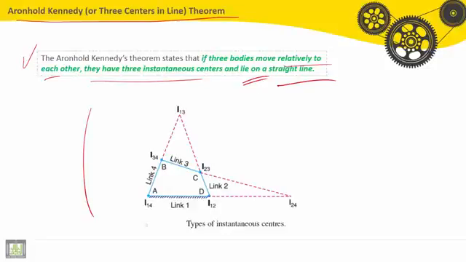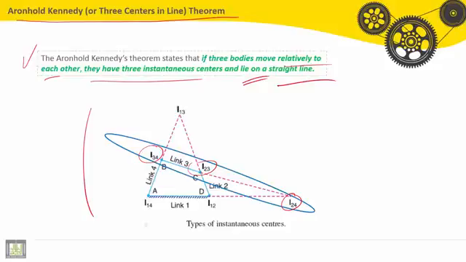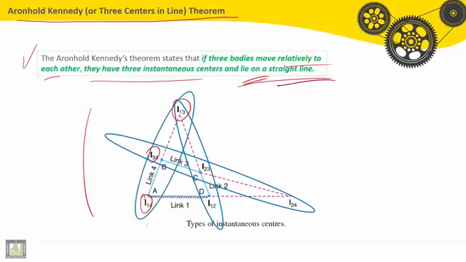We can remark here that I24, I23, and I34 for the link 3, we have these 3 instantaneous centers of rotation in the same line. Same condition and same example for I12, I23, and I13. Also, we can see the same for I14, I34, and I13. All the 3 are on the same line, straight line.